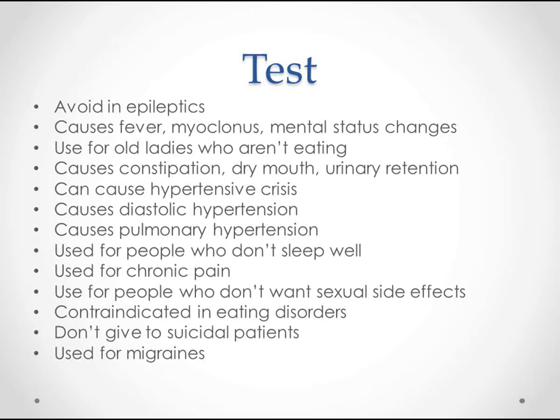Causes diastolic hypertension. Oh man, did I really already forget this? I just said it. This is paroxetine. Causes pulmonary hypertension. Used for people who don't sleep well. So this could be a couple of them. Mirtazapine, remember we said, was sedating, but trazodone is probably the classical one that we'll use for people who aren't sleeping well.